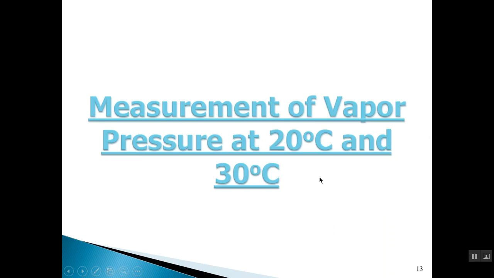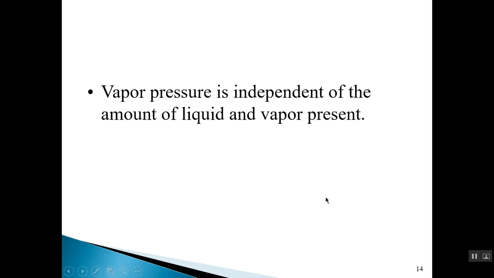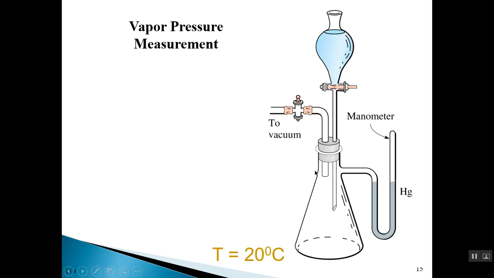Okay, so now we're going to look at how we actually measure the vapor pressure of a liquid at different temperatures, namely 20 degrees Celsius and 30 degrees Celsius. The liquid that we're working with is water. A couple of things I want to say before we get into the actual process. The vapor pressure is independent of the amount of liquid and the vapor present. It's also important to note that it increases with temperature, and in fact, we're going to see that in this exercise. So here's the setup for determining the vapor pressure of water at different temperatures.